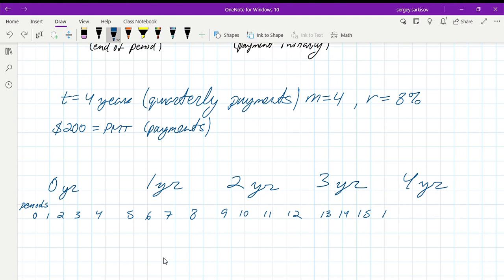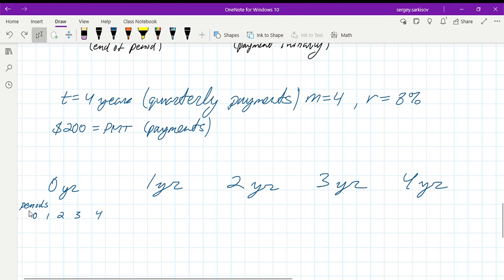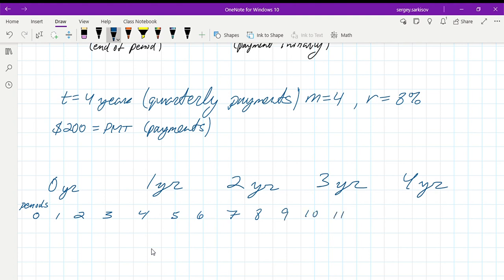So after 1 year goes by, let me make it a little neater and more understandable, okay? You start with the first payment, the 0th payment, and you get to the 4th payment after about 1 year. Now we go 5th payment, 6th, 7th, and when we get to the 2nd year, we made 8 payments. Now we go 9, 10, 11, and the 3rd year we got 12, and then 13, 14, 15, 16 is the last payment we make at the end of the 4th year.